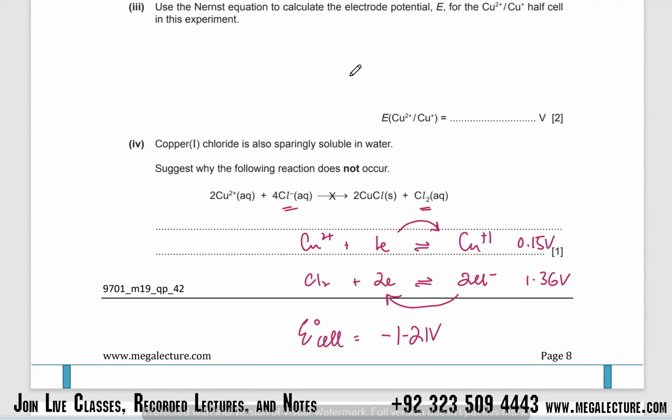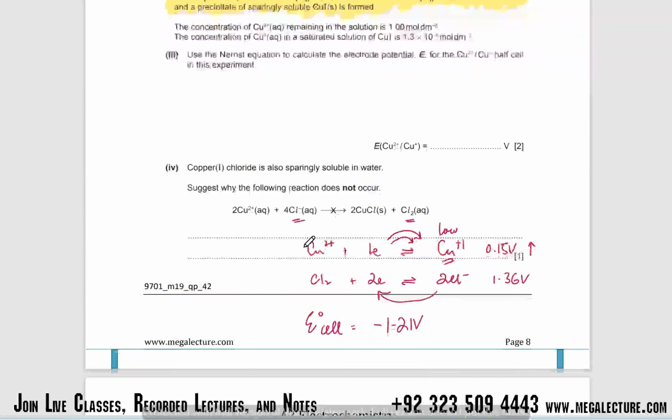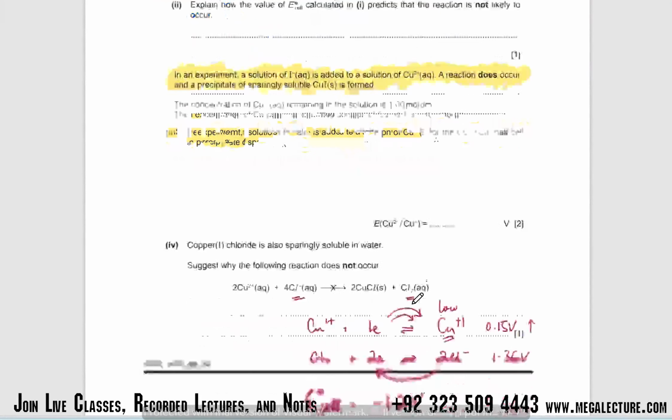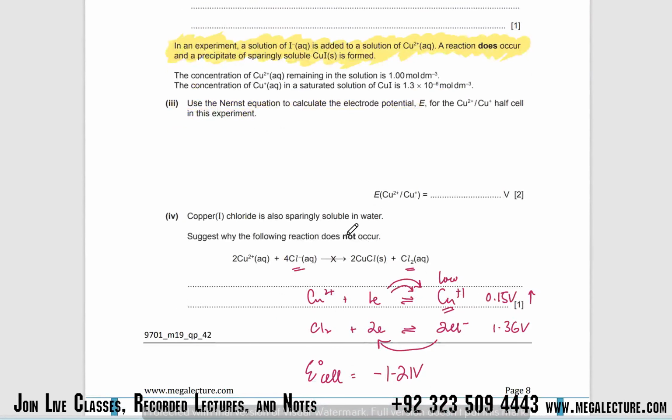Now, basically saying that copper 1 chloride, the same logic he's applying. Copper 1 chloride is also sparingly soluble. So that means the concentration of copper plus 1 is very low. Same thing will happen. This one will become higher, right? Its potential will increase. The equilibrium will shift forward, so the equilibrium will shift further forward and the potential will increase. But he's saying even then the reaction does not happen. So what's the difference between this and the first one? Like in the first one, you did have a reaction eventually when it was sparingly soluble. So why in reality would this never happen?